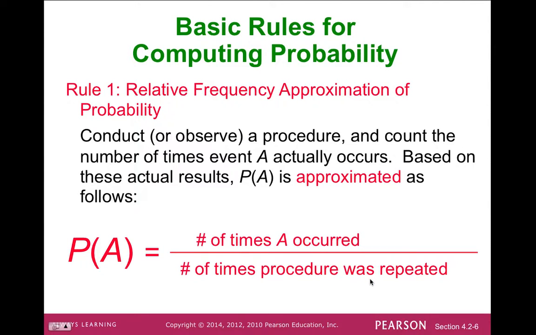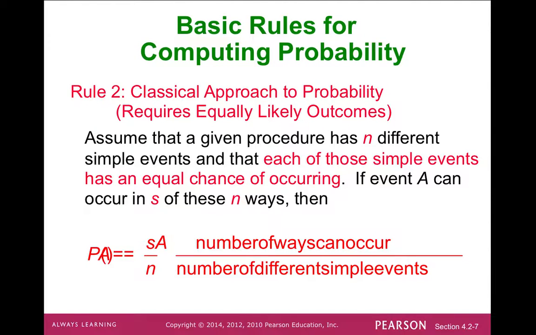And if you were to do out that math, you'd find out that 4 over 10 reduces to 2 over 5. And when you do out that fraction, then you would be able to get it in decimal form, your probability of A. Okay, so that's the relative frequency approximation of a probability. And again, this requires that you're actually observing a procedure happening and then counting the number of times that something actually occurs.